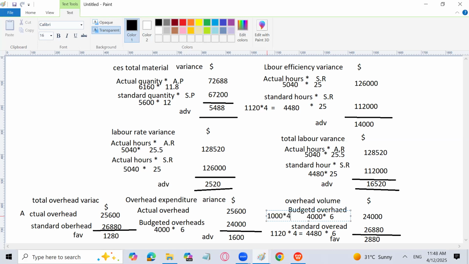All the things are the same. See, the hours per unit in both the amounts in overhead volume variance I'm talking about is 4. The rate per hour is 6. So what is the difference? The difference is between the units in the volume.